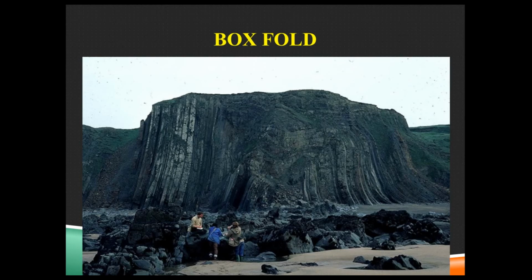Box folds are where some of the limbs are nearly parallel and squished inside, kind of like M or W shapes. So you can see here the box fold on the left and right are nearly vertical limbs, and in the middle it's squished, kind of a big M.